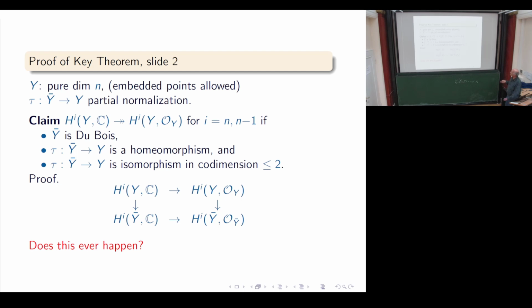Okay, but so now you ask the question, well, this is great, but will it ever happen? If you think back on your life, you probably never encounter this many assumptions: the homeomorphism, isomorphism, codimension at most 2. People who deal with curves, of course, don't know that codimension 3 exists, and even surface people don't really know that this can happen.